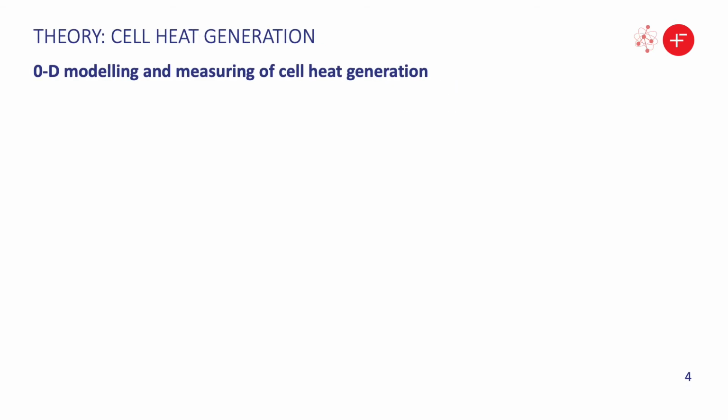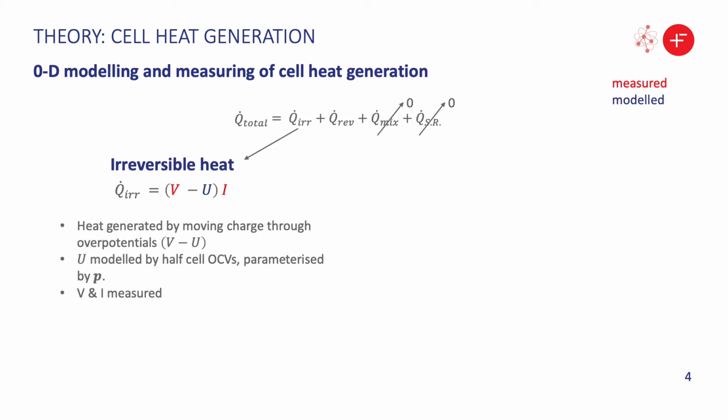The technique requires modeling and measurement of cell heat generation. Total heat generation for a cell can be represented by this equation: the sum of irreversible and reversible heat, as well as the heat of mixing and the heat generated by side reactions, which we assume are negligible.